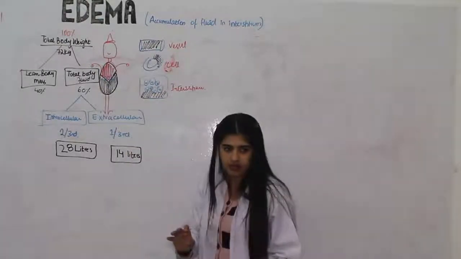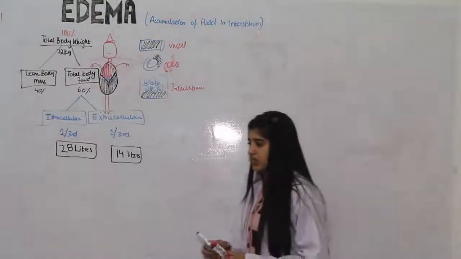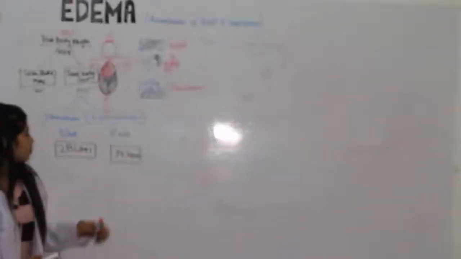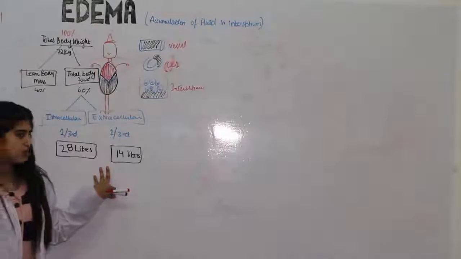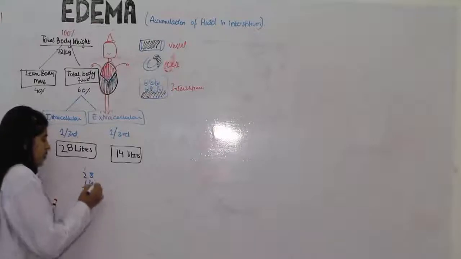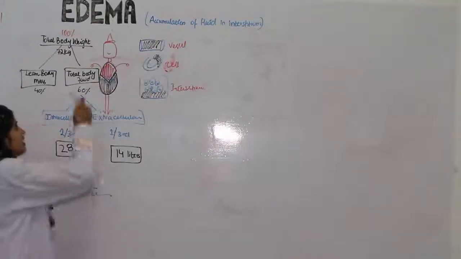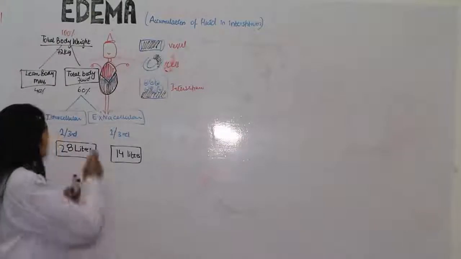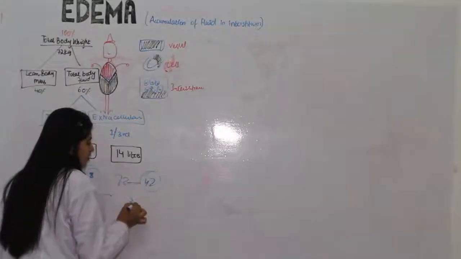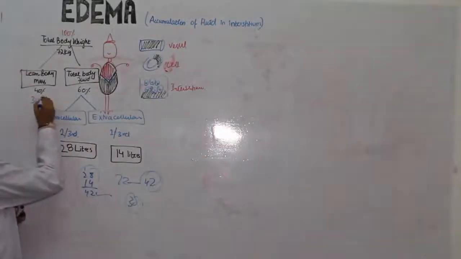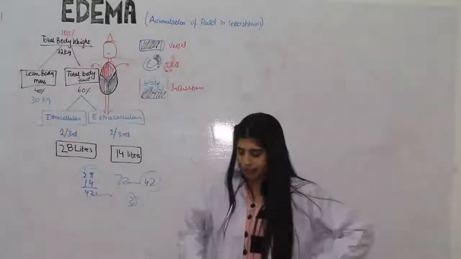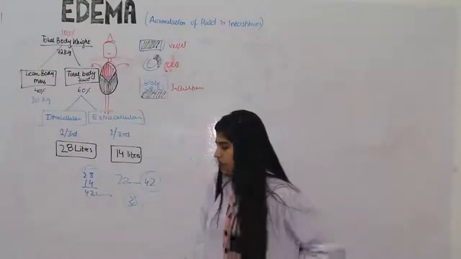Clear? You got questions you may ask? No. So, 42 liters of fluid in our body. Actually 28 and 14, yes, 42. So when we say 42 is the fluid, then 30 must be the lean body weight. 30 kg must be lean body weight. This would be the dry mass of that particular person.